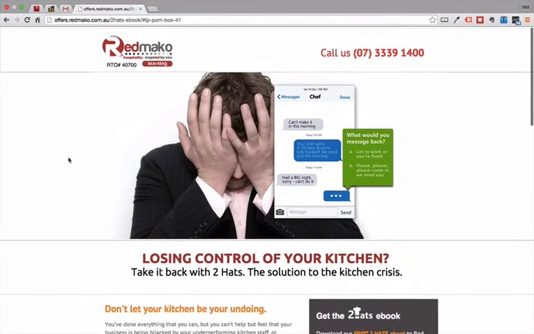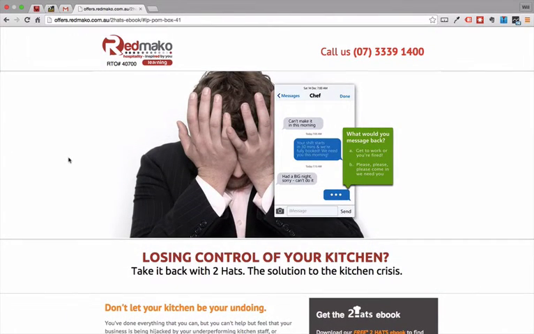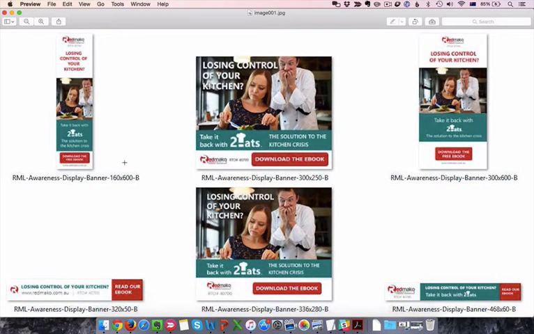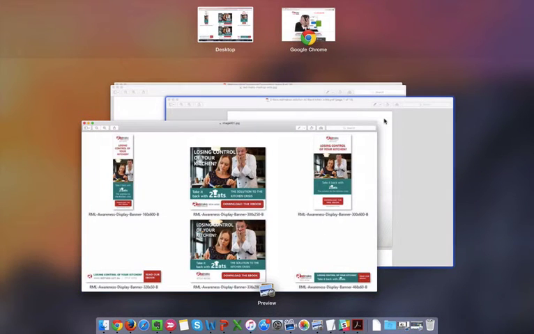And the process that they've used is to have this landing page here. It actually starts with some banner ads like this. So losing control of your kitchen, the solution, take it back with 2 hats, the solution to the kitchen crisis, download the ebook. So people would click on that, and that part's working okay. And then they'd actually come and look at the landing page.